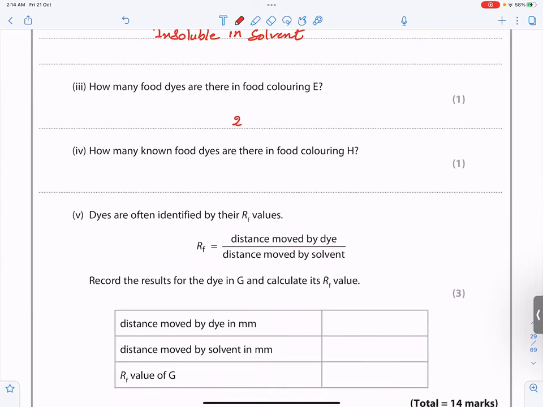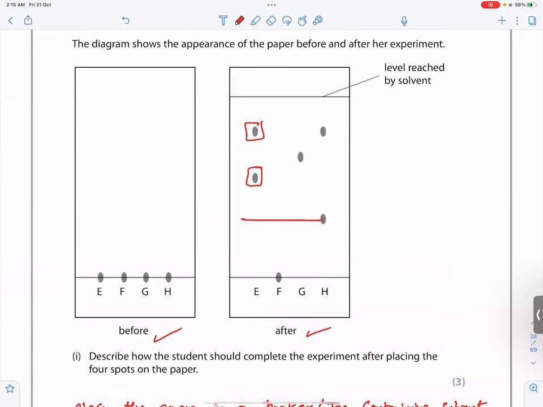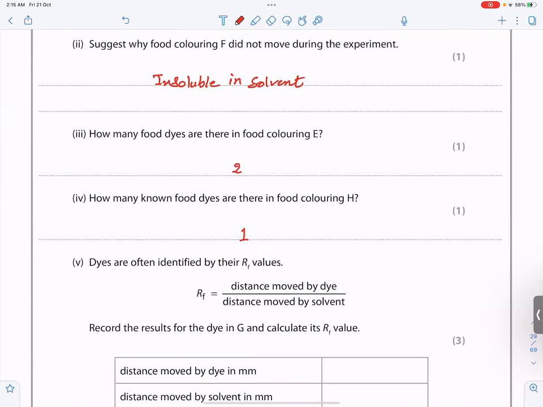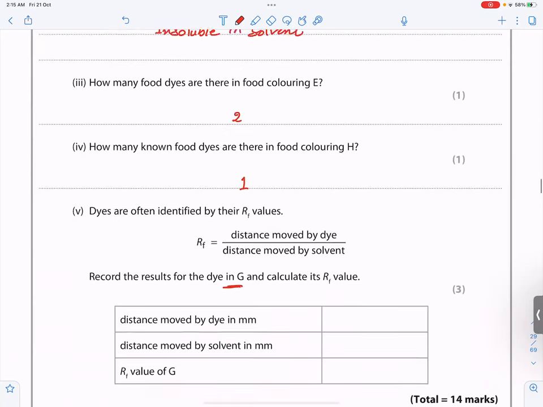How many known food dyes are there in food coloring H? By comparison, the first spots of H are unknown, and the second spot is E, so it is known. So here a single spot. Dyes are often identified by their RF values. We are asked to calculate the RF for dye G.